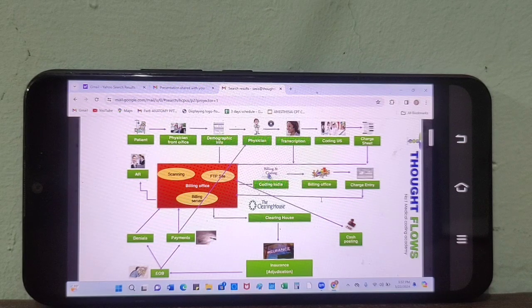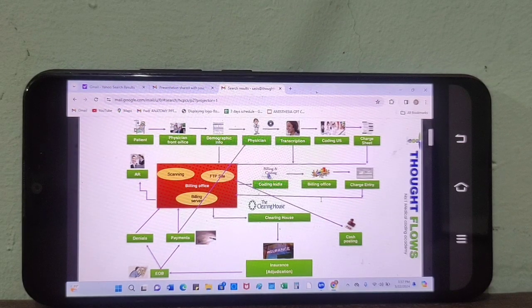Then a copy of the payment receipt is sent to the provider and the billing section. Okay. So the copy of that receipt is transferred to the provider as well as to the billing office. Did you understand the meaning of denial, adjudication, and clearinghouse? Any doubt? Repeat the adjudication once.